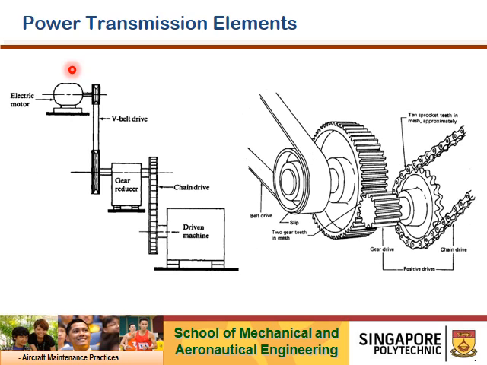This slide shows the type of power transmission elements available in the market. Well, we have an electrical motor which drives the pulley with a V-belt drive and, through a reduction gear, transmits the drive power through a chain drive to a driven machine. Sometimes you can have a direct drive from a V-belt to the driven machine. So in this chapter, we are looking at the V-belt drive.